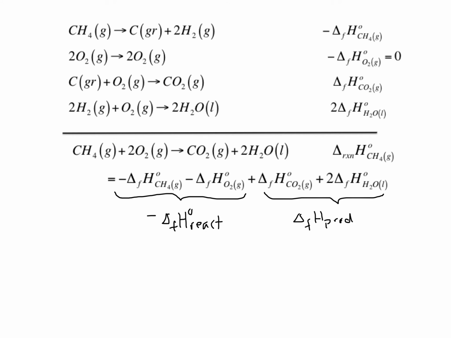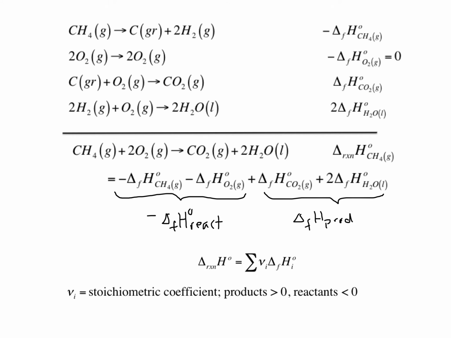we do this sum. I can summarize this into one simple mathematical statement if I define the stoichiometric coefficient for reactants to be negative and for products to be positive. Then the delta H of reaction will be equal to the sum of the stoichiometric coefficient times the delta H of formation for that substance.